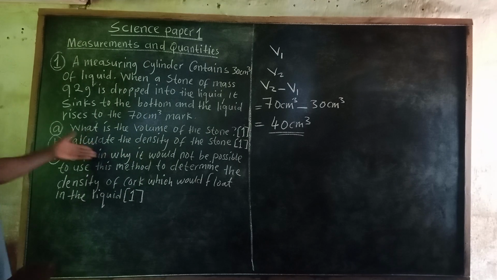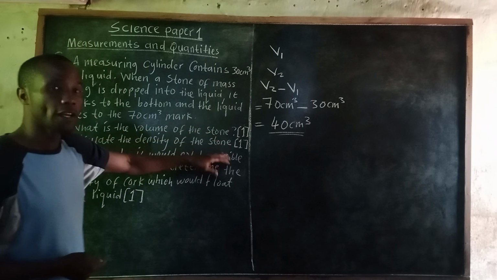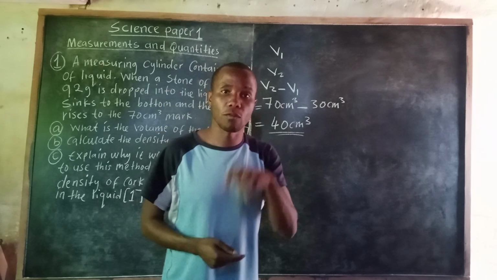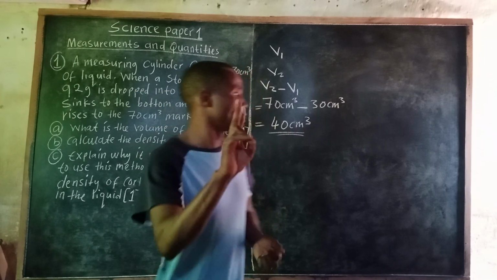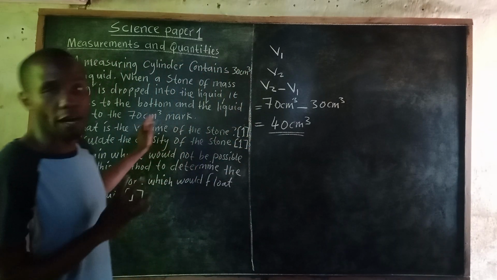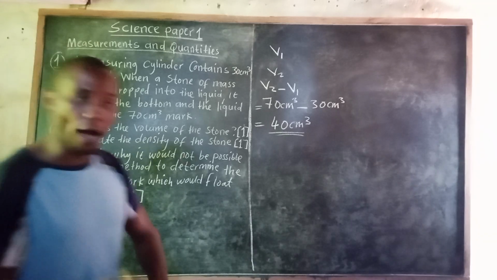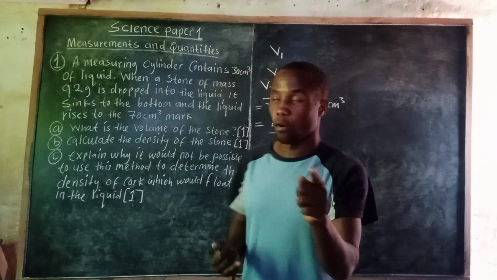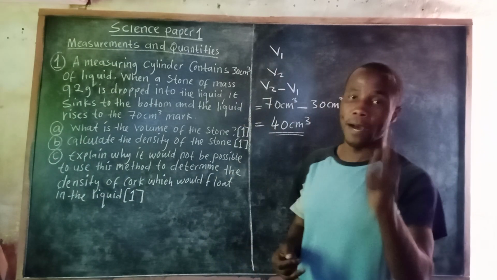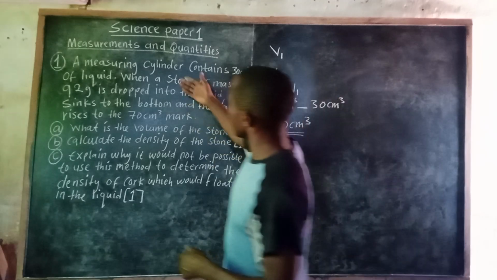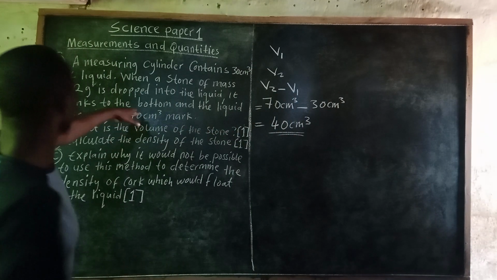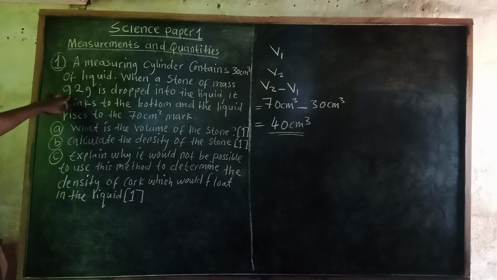Question B, they are saying calculate the density of the stone. So remember, when calculating the density of the stone, there are 2 things that you make sure are present. What are those? 1, you should have a volume. 2, you should have a mass. Now, when you look at the statement that we have here, we are given the mass of that particular stone. It was 92 grams.